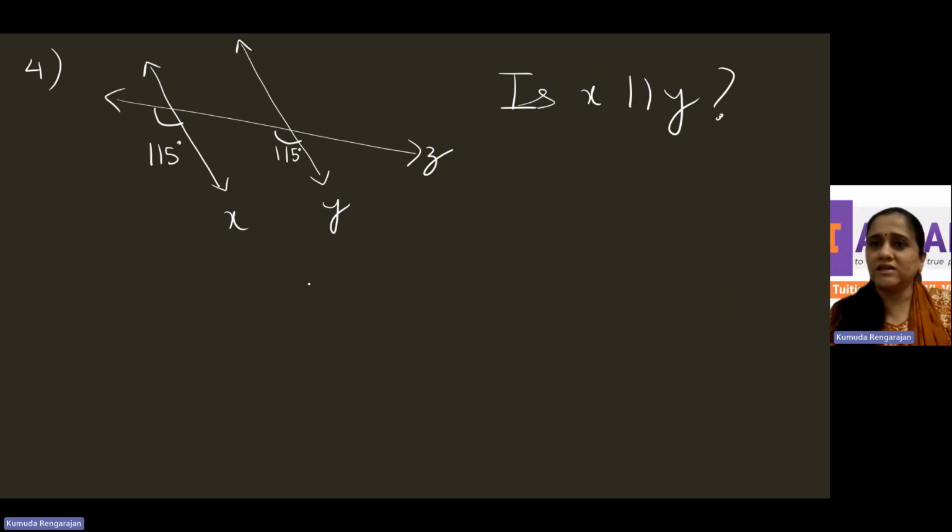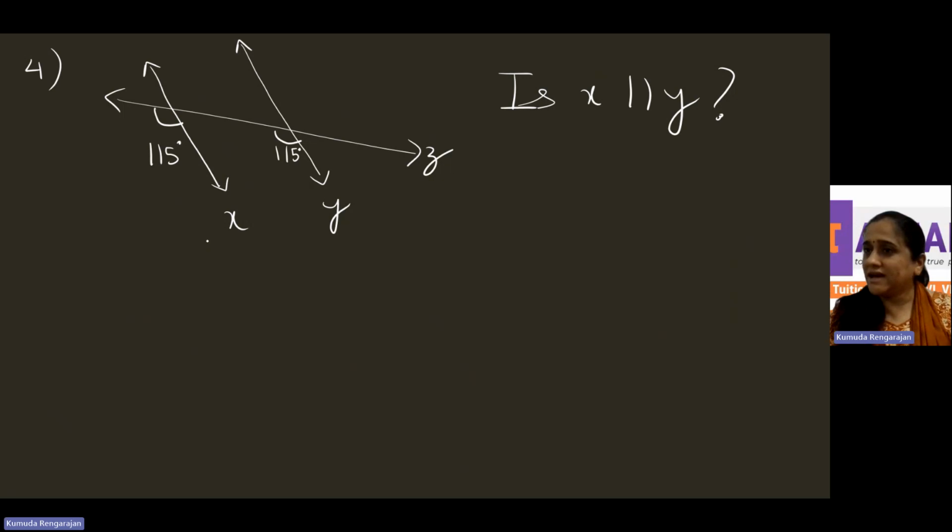For corresponding angles, will you check supplementary? No, they should be equal. Now you must say, corresponding angles in this figure are equal. Therefore, the lines must be parallel. If corresponding angles are equal, then the lines are parallel. If the lines are parallel, then the corresponding angles are equal.